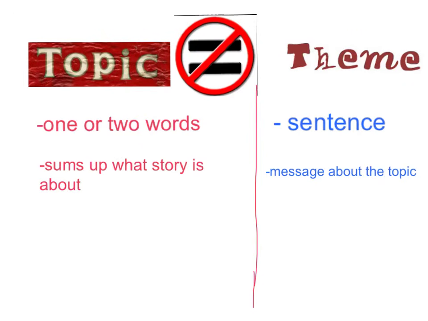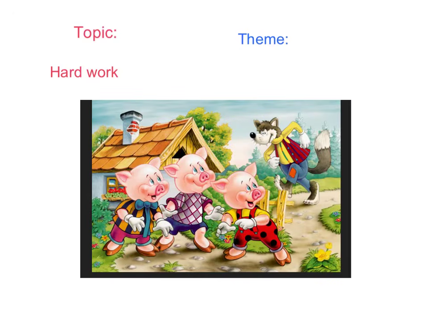One mistake that kids commonly make when trying to determine the theme is they mistake the topic for the theme. The topic can be said in one or two words, and it just sums up what the story is basically about. However, the theme is more than that. The theme is the message that the author is trying to convey about the topic, and it needs to be stated in a sentence. Think, for example, about the Three Little Pigs.